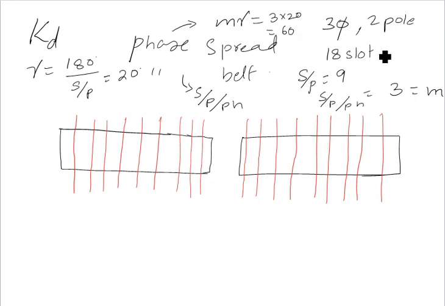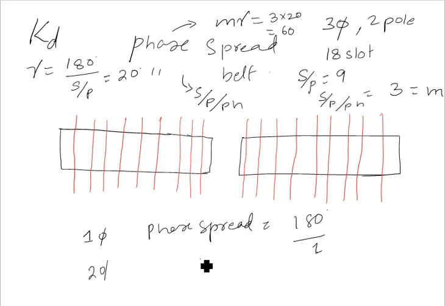Then we talked about various types of machines. For a single-phase machine, the phase spread will be 180 by 1, and for a two-phase machine the phase spread will be 180 by 2, and similarly for a three-phase machine, if you have to find the phase spread, it is 180 by 3. Till here we have covered.